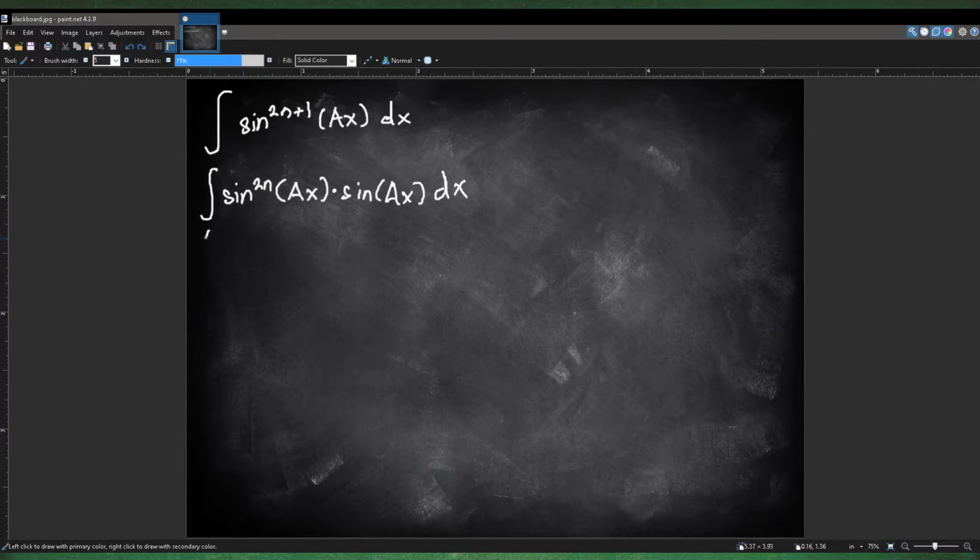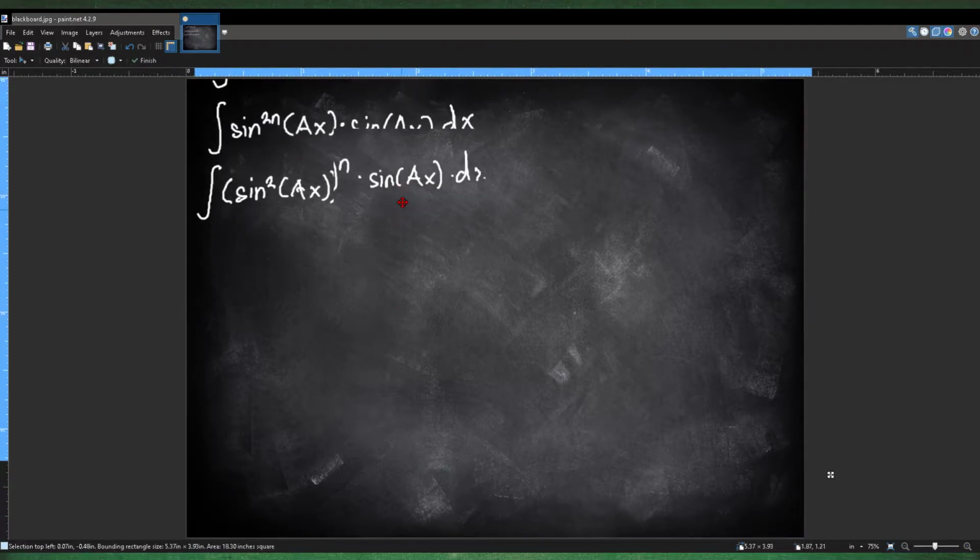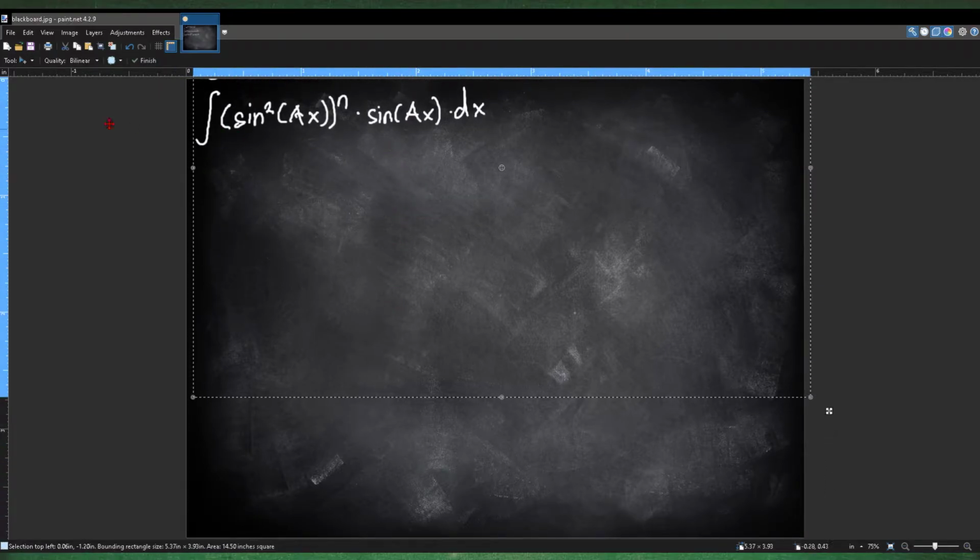And then we use another exponent rule with powers, and we write this as sine squared of ax to the power of n times sine of ax dx, because you just distribute out the n and then raise that to that power. This is just basic exponent rules. Okay, so let's move this up so that we get more room later on.